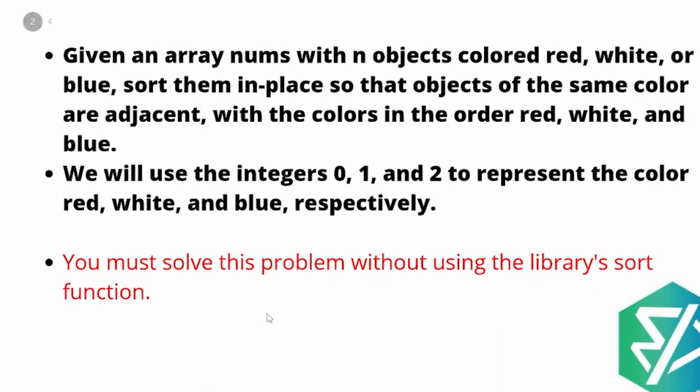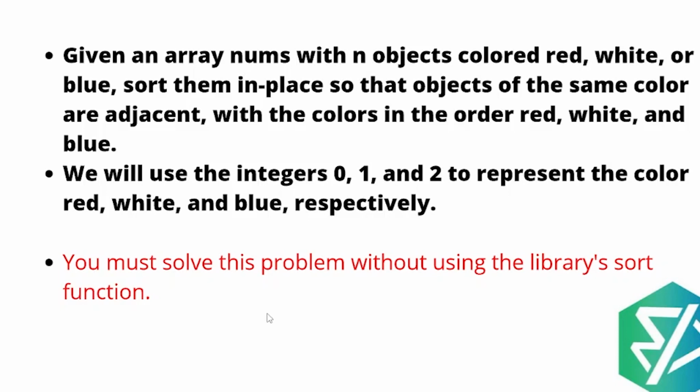Given an array nums with n objects colored red, white or blue, sort them in place so that objects of the same color are adjacent, with the colors in the order red, white and blue. We will use the integers 0, 1 and 2 to represent the colors red, white and blue respectively. But you must solve this problem without using the library's sort function.